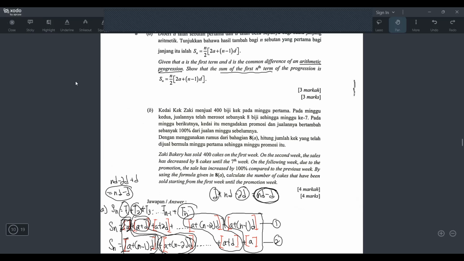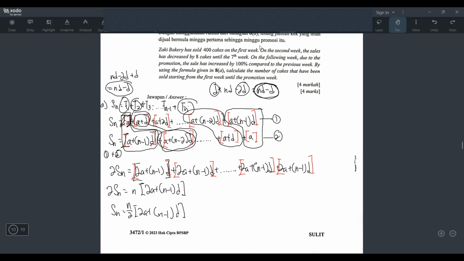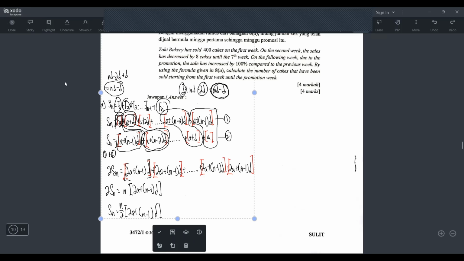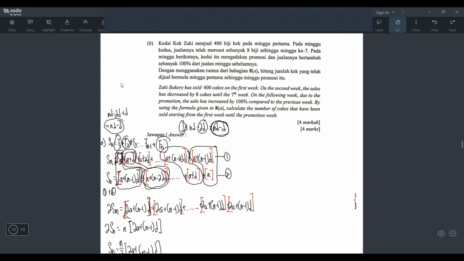Okay, I think I will want to make this smaller because I need space, so let's make this smaller. Okay, now I will do the second question. I'll do it here. So question B.